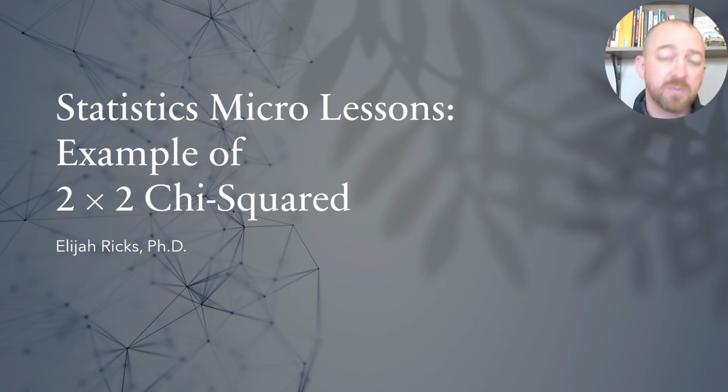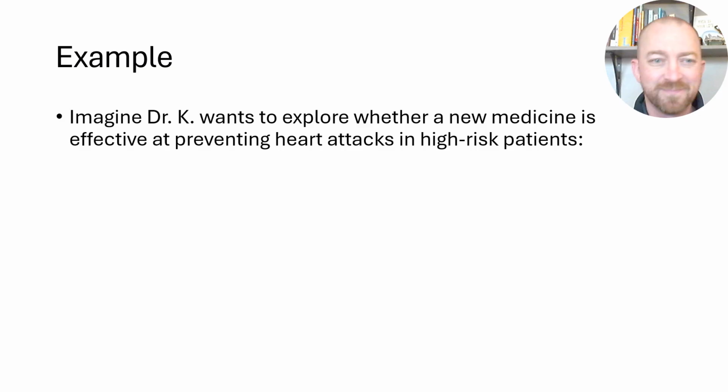Hi everybody, as promised, we're now going to walk through the math for a 2 by 2 chi-squared analysis. Let's see how that goes. Okay, just like the last video, I'm going to use the same example, but now actually put in some numbers.